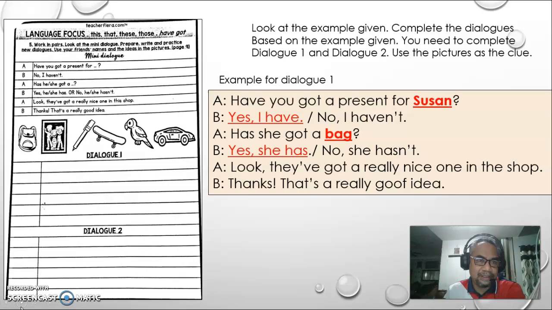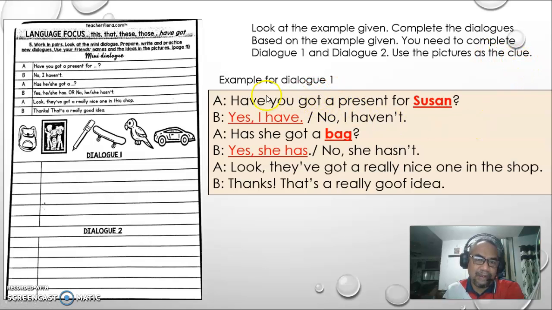Okay, language focus, has got. This is a little bit of revision of what we did last week. Look at the example given. Complete the dialogues based on the example given. You need to complete dialogue 1 and dialogue 2. Use the pictures as the clue.